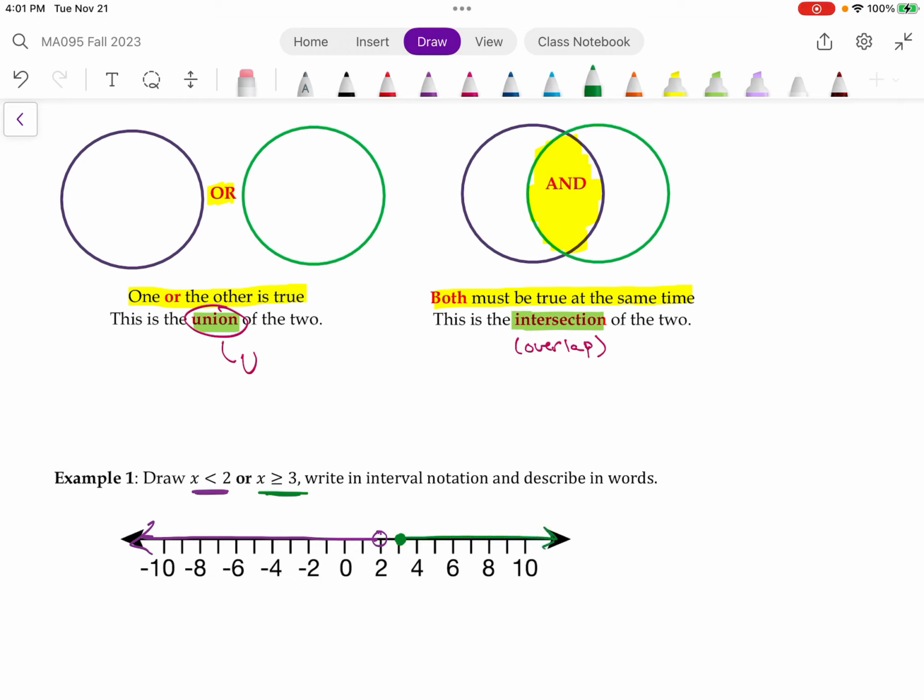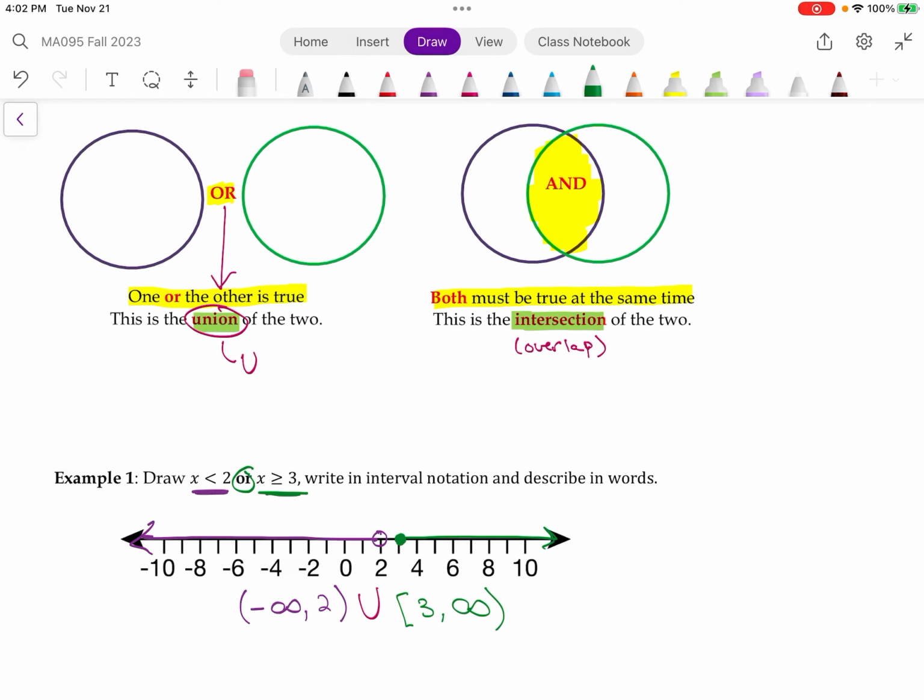All right, so now these don't overlap, but it is okay because it is or. Either one can be true. And the way we're going to show this is we're going to say from negative infinity up to 2, and that is going to be an open parenthesis and open parenthesis. And then the symbol we're going to use to say that these are two together, because remember, or means union, is U. Union with, close bracket, 3 to infinity.